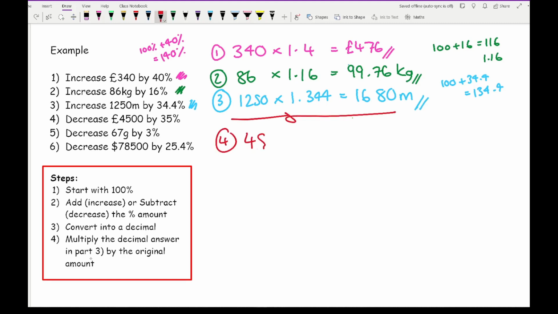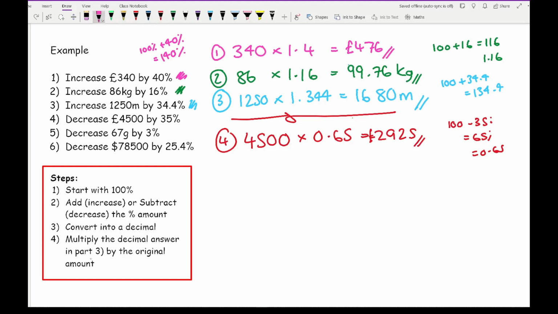Then moving on to decrease, so number 4. Here I've got the starting amount of 4,500. Now here I've got 100 minus 35%, which is 65, and that as a decimal is 0.65. So I'm going to multiply that by 0.65, and 4500 times 0.65 gives me an answer of 2925.